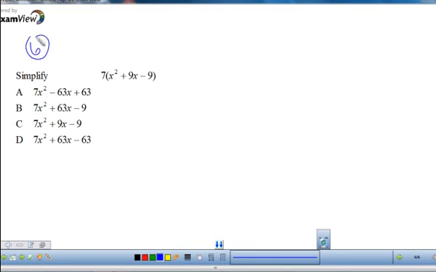Okay, number 6 is to simplify. All they want us to do is use the distributive property. So 7 times x is 7x squared. 7 times 9 is 63x. And 7 times negative 9 is negative 63.